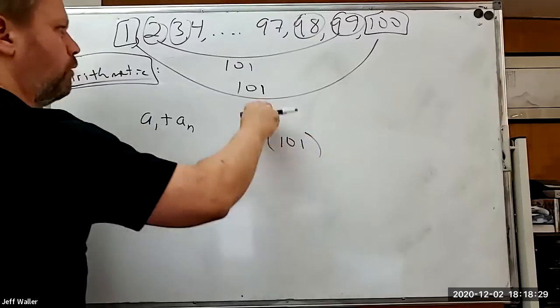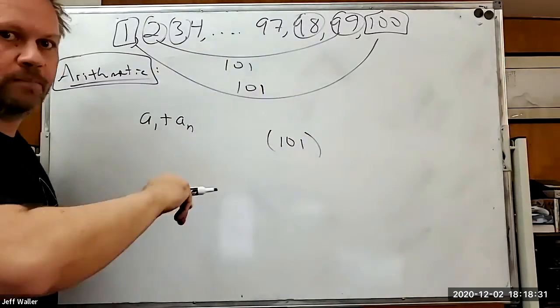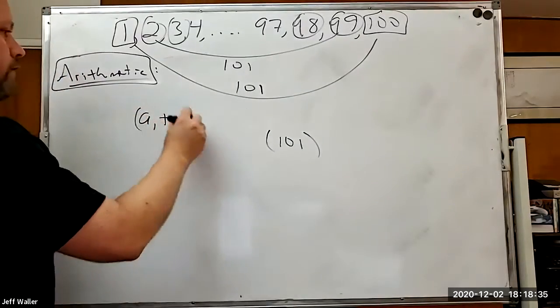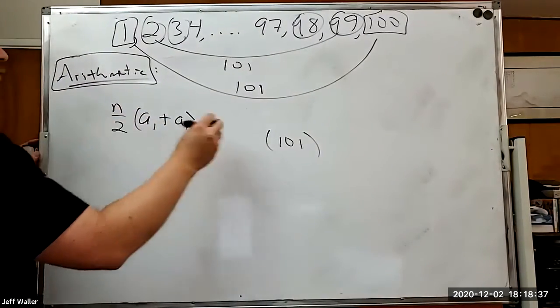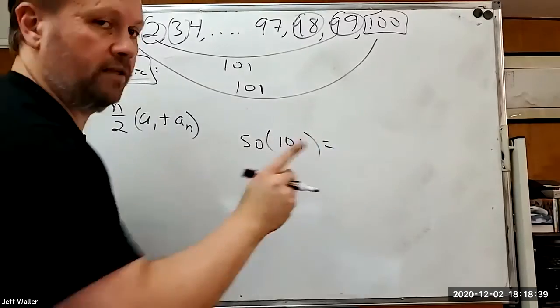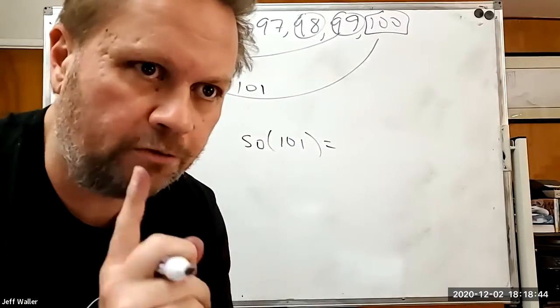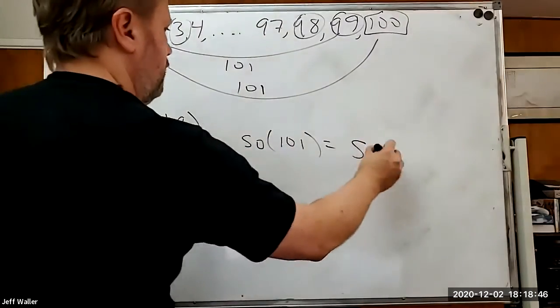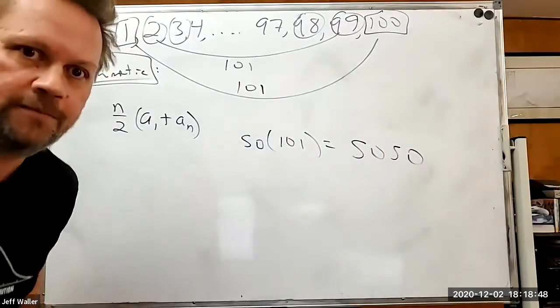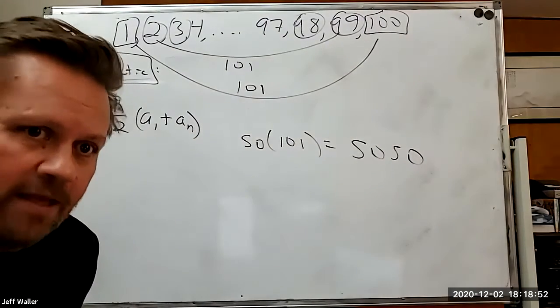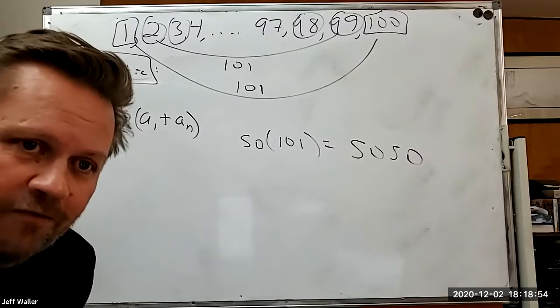And how many 101s will I get? Basically, how many pairs can we make? 50. N divided by 2, so 50. Look at this. This is a cool fact to know: the first 100 natural numbers add up to 5050. You have to love that. Isn't that neat? Come on. 5050.